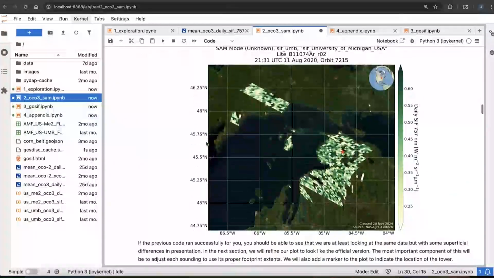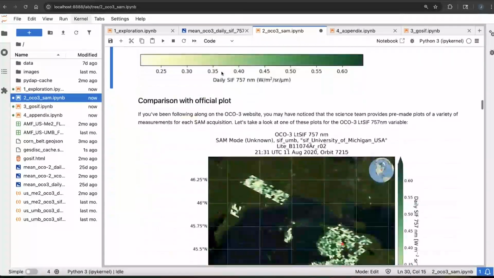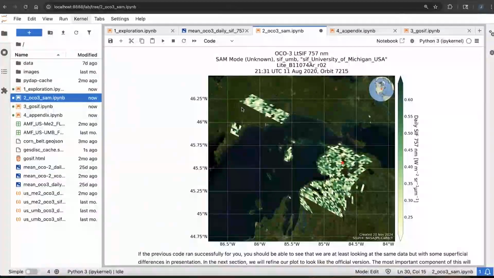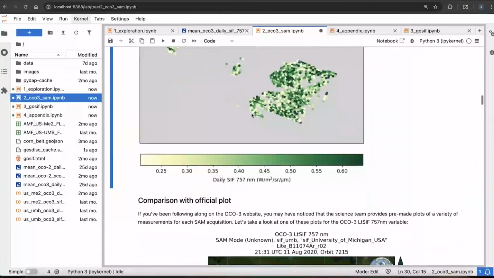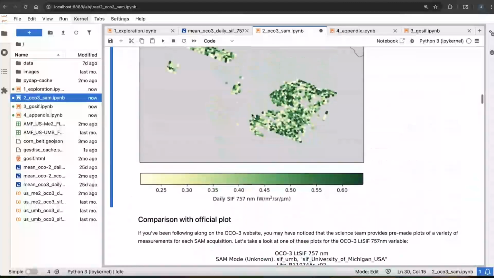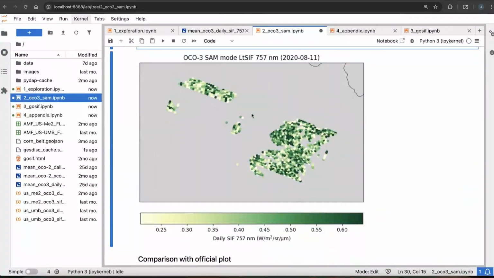So if I scroll down, I've included the SAM plot itself, and you can see that the shape of data points and the values that we're observing are pretty much the same between the two, with some minor cosmetic differences. So that tells us that we're at least retrieving the correct data.